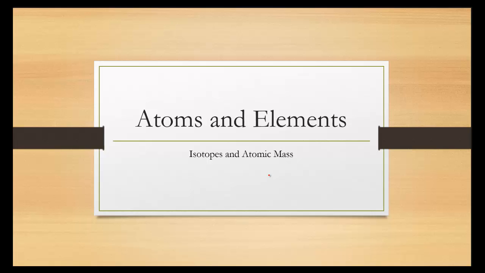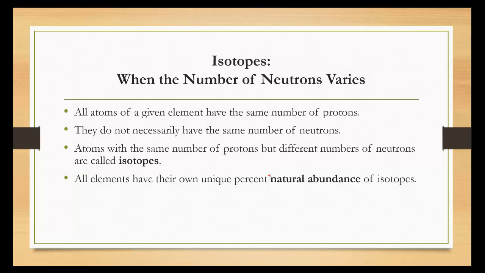In this tutorial, we'll be discussing isotopes and the atomic mass. All atoms of a given element have the same number of protons, which once again is the atomic number. They do not necessarily have the same number of neutrons. Atoms with the same number of protons but different numbers of neutrons are called isotopes. All elements have their own unique percent natural abundance of these isotopes.